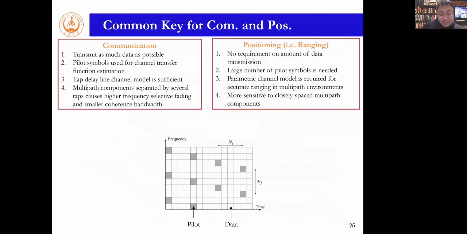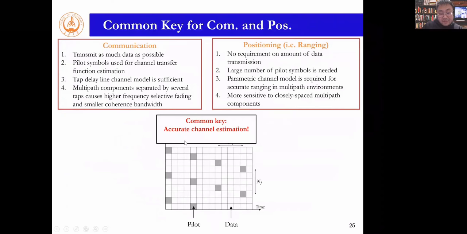And I'm going to very briefly introduce a method of this joint comm and pause. But first, I will talk about the common keys for comm and pause. Because for communication, we want to transmit as much data as possible, right? But for positioning, we don't need to transmit the unknown data. So it means the payload in communication system is used but very sparsely for channel estimation. And for positioning, we need a large number of payloads to accurately estimate channel parameters. So as a conclusion for this study, the common key for both parts would be accurate channel estimation, right?